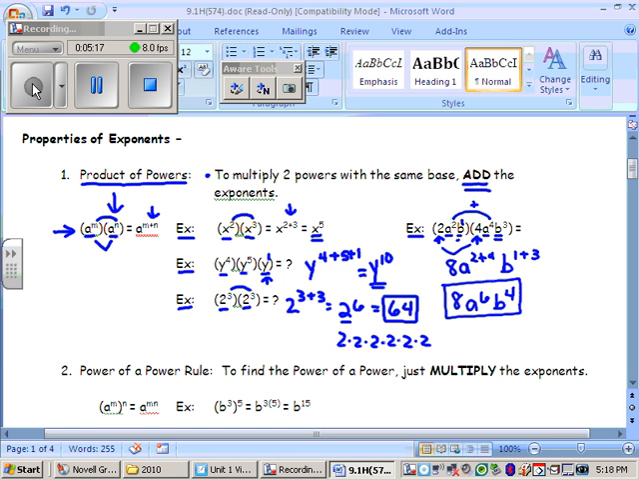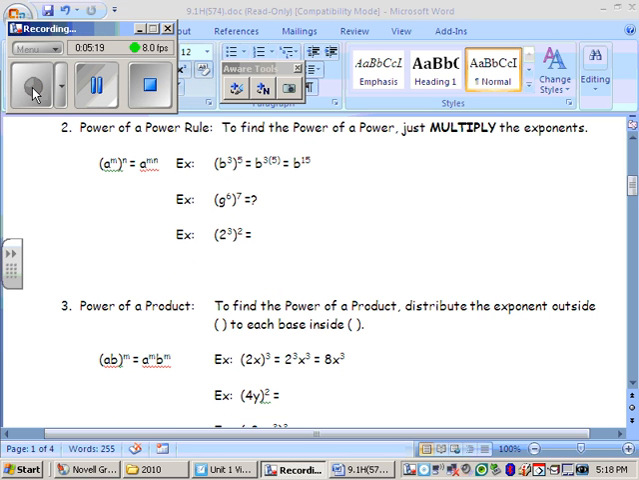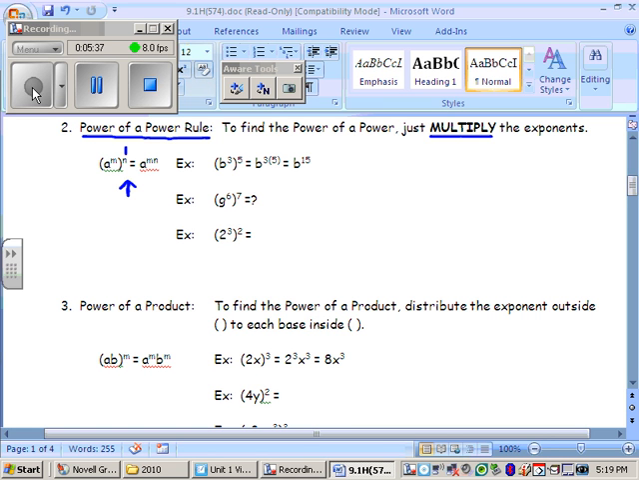Let's scroll down and take a look at the second property of exponents. The second property of exponents is called the power of a power rule. It says to find the power of a power, just multiply the exponents. So what that looks like, if you look at this little example here, is when you have a monomial raised to a power, such as this, a to the m raised to the nth power. What you do in this case is simply multiply the exponents.